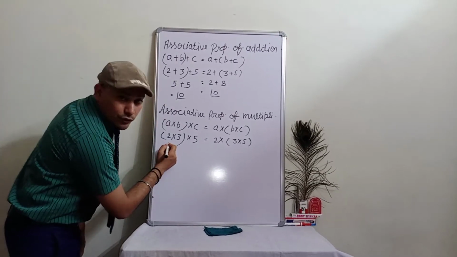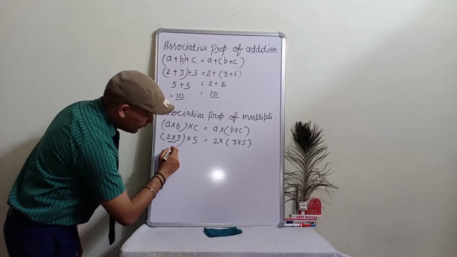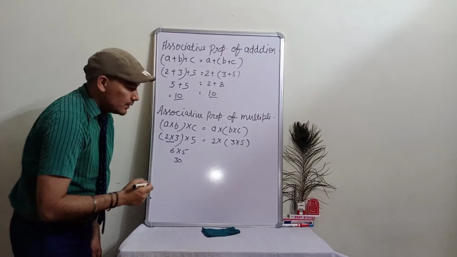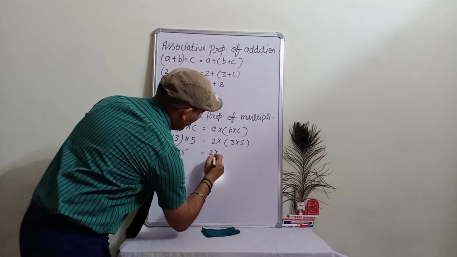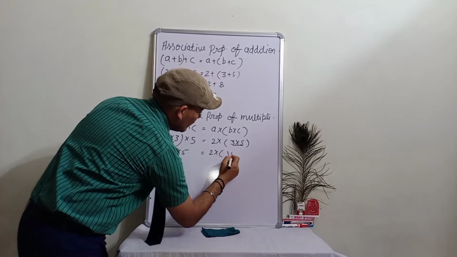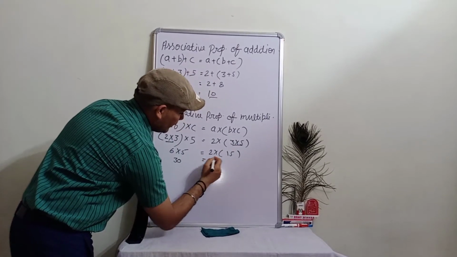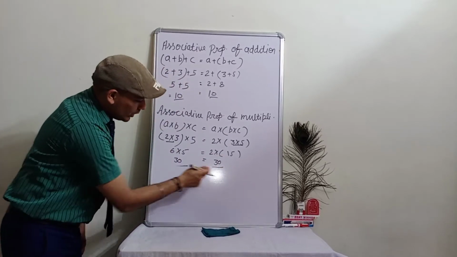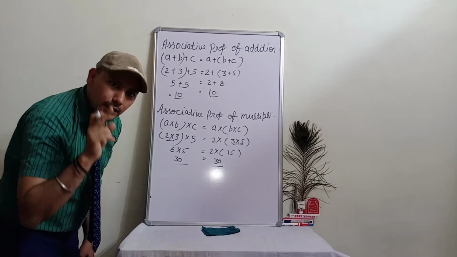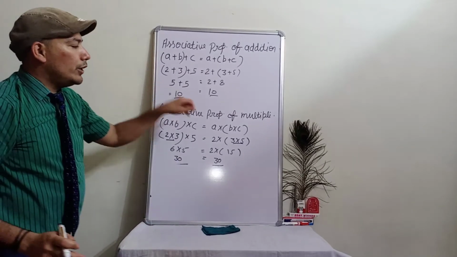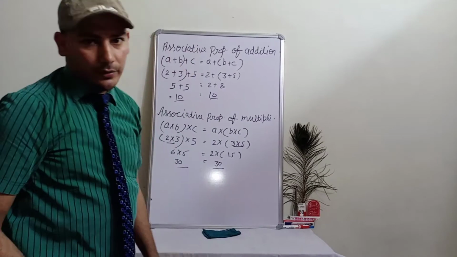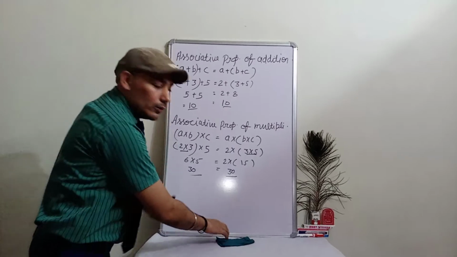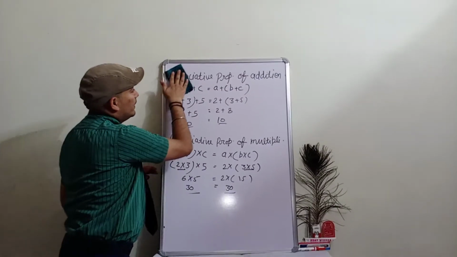Now see, first we will solve the bracket. 2 3s are 6. 6 into 5, that means 30. Like this, 3 into 5 is 15. 15 2s are 30. So is the answer the same or not? Same. If they are the same, then it follows the associative property of multiplication. Clear? Good.